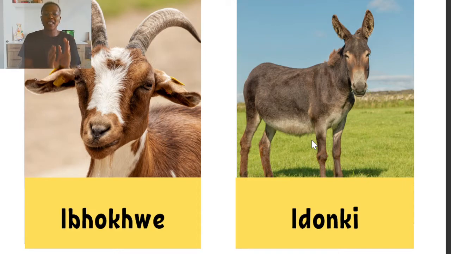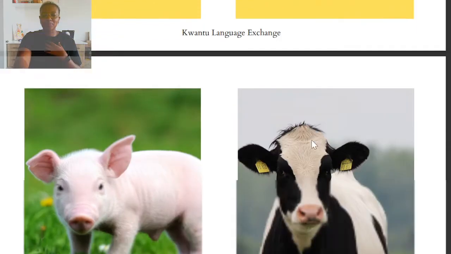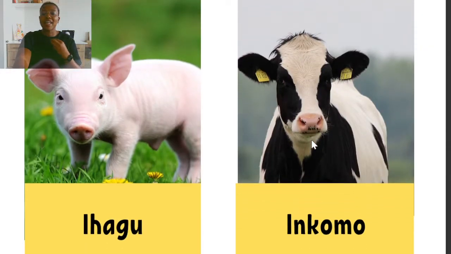When you see a letter followed by an H, you want to sound it out from your throat, kind of like a lot of people say I have a deep voice. I think it's because I speak Xhosa. Ibhokwe. And then for donkey, you say idonki. Idonki. And for a pig, ihagu.